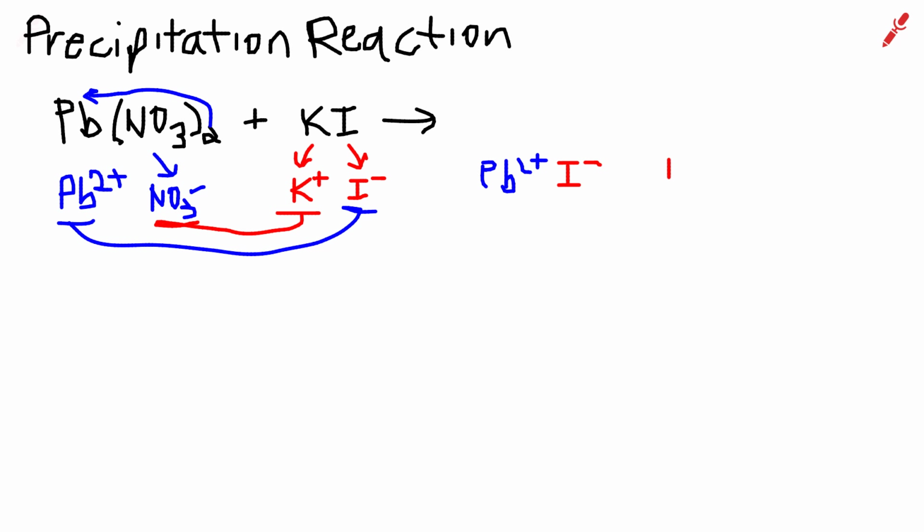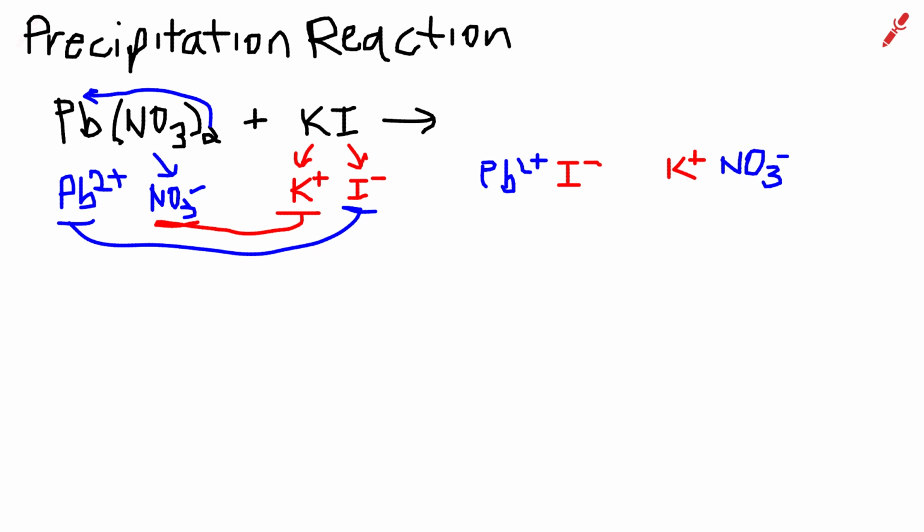And then the K plus, whoops, let me go back here and switch colors, is going to pair up with the nitrate. I heard somebody say that this is sort of like switching partners at a dance: lead was paired up with nitrate, it then sees the iodide, and so lead pairs up with the iodide, and the potassium pairs up with the nitrate. So that's one way to think of it. Now, that's step 3.